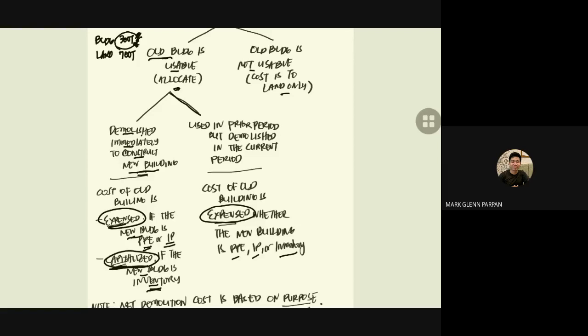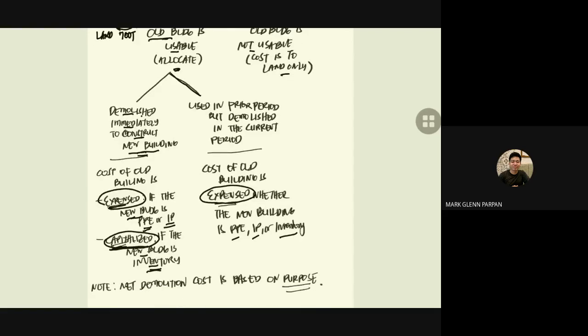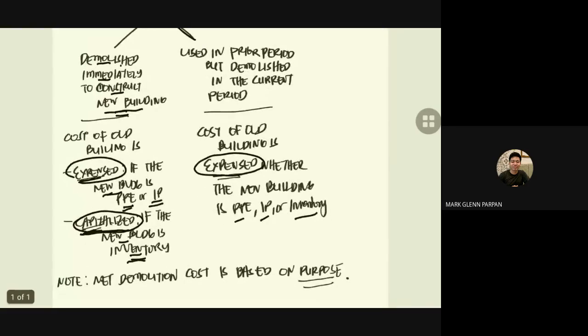Okay? And last, may note ako dito. The net demolition cost, syempre, di ba, we are going to demolish the old building. So, syempre, magagastos tayo for the demolition cost. So, the net demolition cost is based on purpose. Okay. So, anong gagawin natin, sir, sa net demolition cost? Again, based sa purpose. Bakit dinemolish? Kasi magtatayo ng bagong building. Therefore, yung demolition cost is ikakapitalize mo sa building.